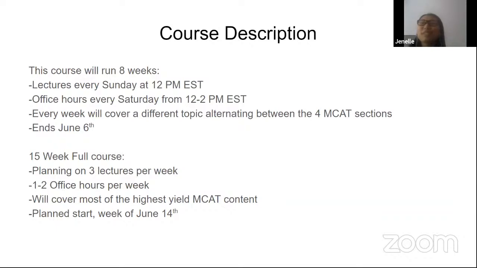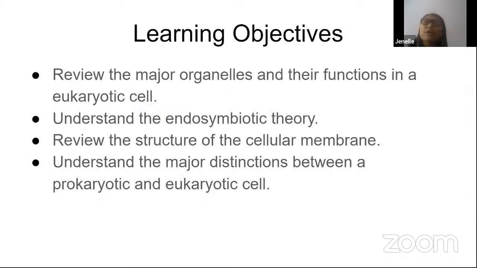And I'm going to try to keep this lesson relatively short this week, compared to the last few weeks. So our learning objectives this week are to review the major organelles and their functions in a eukaryotic cell, to understand the endosymbiotic theory, to review the structure of the cellular membrane, and following that, to understand the major distinctions between a prokaryotic and eukaryotic cell. And if you have a biology background, this may be quite a review for you. So yeah.